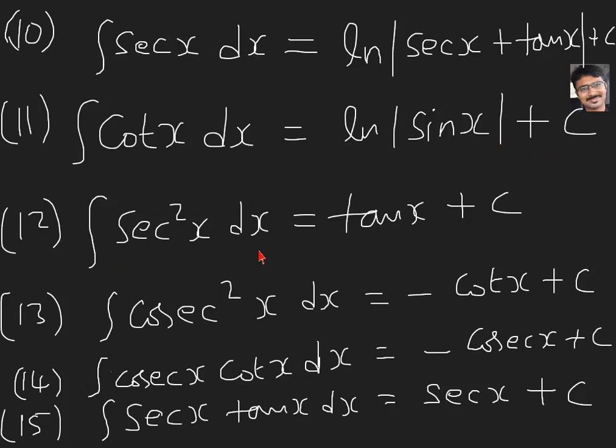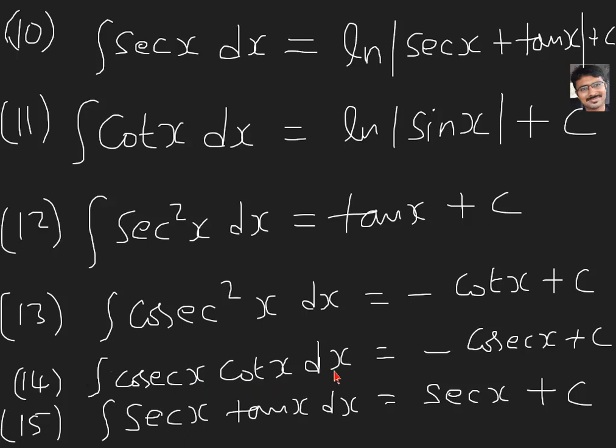The integral of secant square x dx is tan x plus c, because you know the differentiation of tan x is secant square x. The integral of cosecant square x dx is minus cot x, because the differentiation of cot x is minus cosecant square x. So the integral of cosecant square x dx is minus cot x plus c.